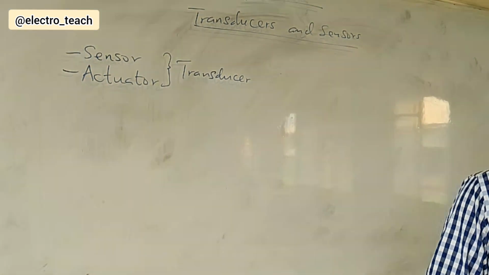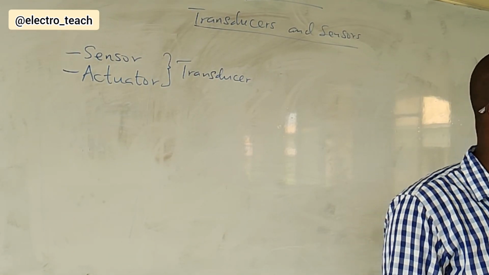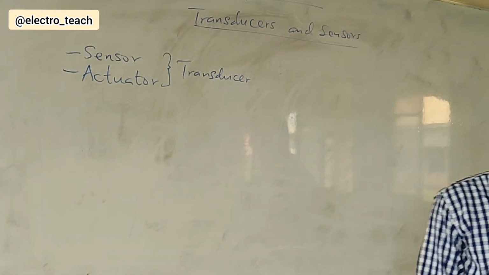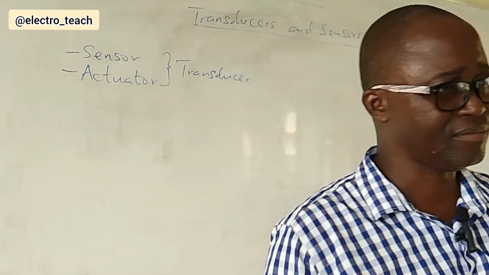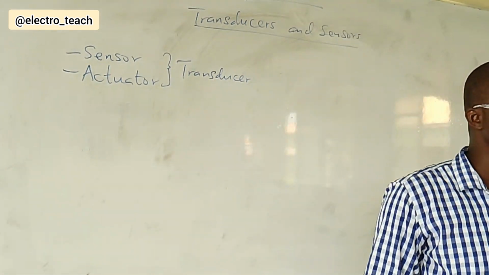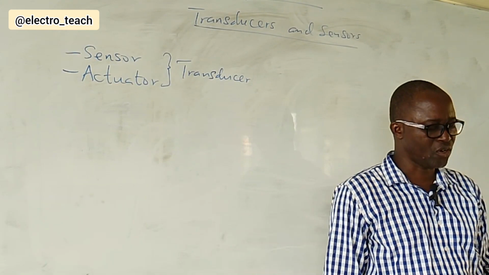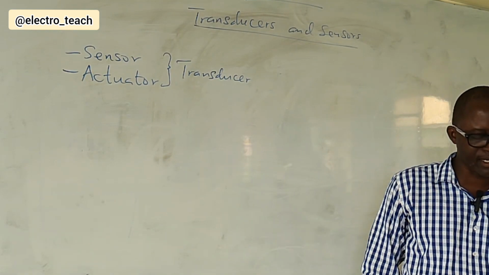An actuator is a device that generates a signal or stimulus. A device that generates a signal or stimulus. And we have an example. An example is a heater. Alright. Now, we want to talk about the basic instrument system.